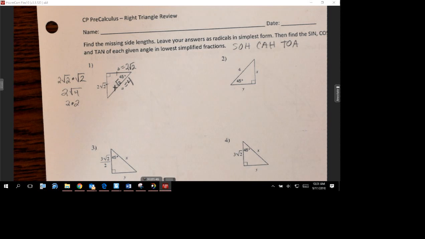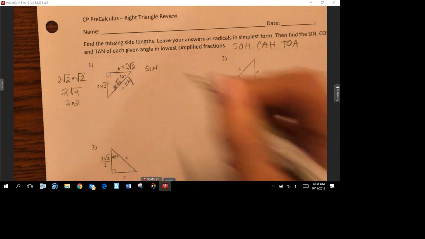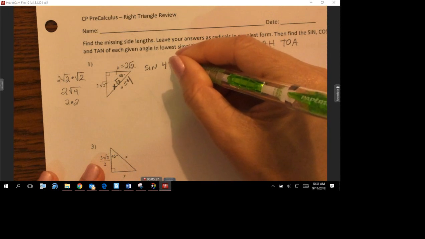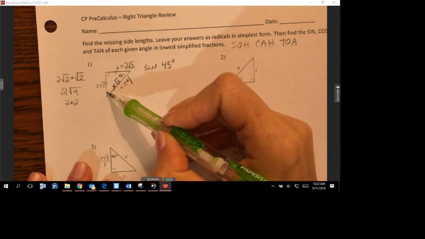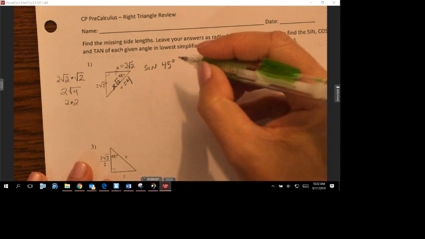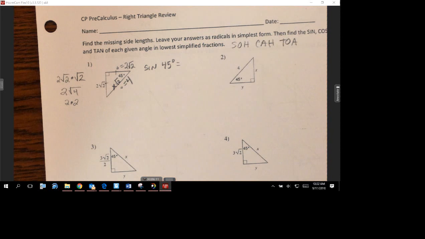Now, sine, cosine, tangent. I want to see your work. Sine of what angle? 45 degrees. This says the given angle, so we're going to go by the one that is printed on here. You might have figured out the other angle is 45, but we're using that 45. Like it matters. They're both 45. So you do sine. Sine is opposite over hypotenuse. What is opposite of 45 degrees?